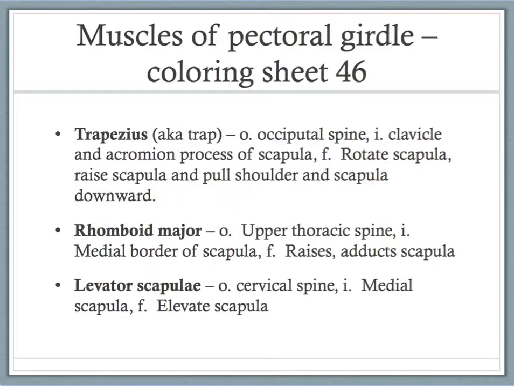So let's get started. For the pectoral girdle, remember we have the scapula, the clavicle, and your humerus, which are all associated. In this case, muscle-wise, we're going to talk a lot about the scapula. Your trapezius, your trap muscles, your traps, originate at your occipital spine, the spine near your occipital bone. They insert at the clavicle and the acromion process of the scapula.